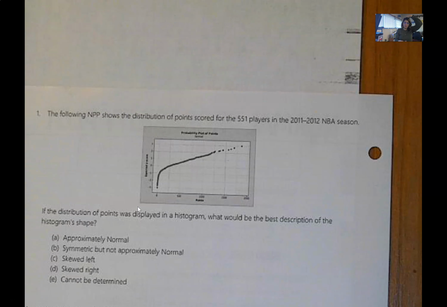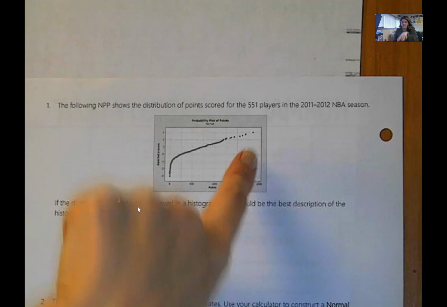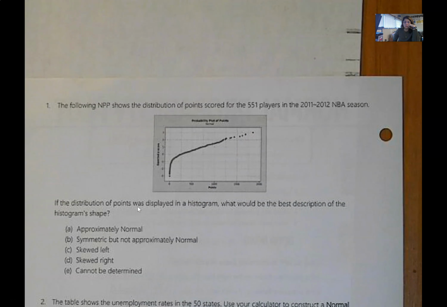Okay, we're almost there. We have 2 questions. Number 1, the following normal probability plot shows the distribution of points scored for the 551 players in the 2011-2012 NBA season. If the distribution of points was displayed in a histogram, what would be the best description of the histogram shape? So you want to use this NPP to determine, is it approximately normal, right skewed, left skewed?